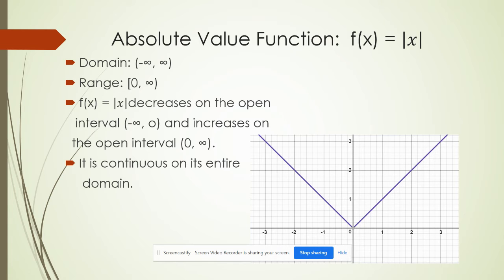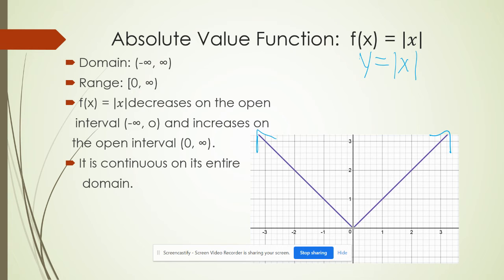The absolute value function. The absolute value function, f of x is equal to the absolute value of x, or y is equal to the absolute value of x. Our graph looks like this over here on the bottom right of the screen. The domain, on the left side we have an arrow, on the right side we have an arrow, negative infinity to infinity.